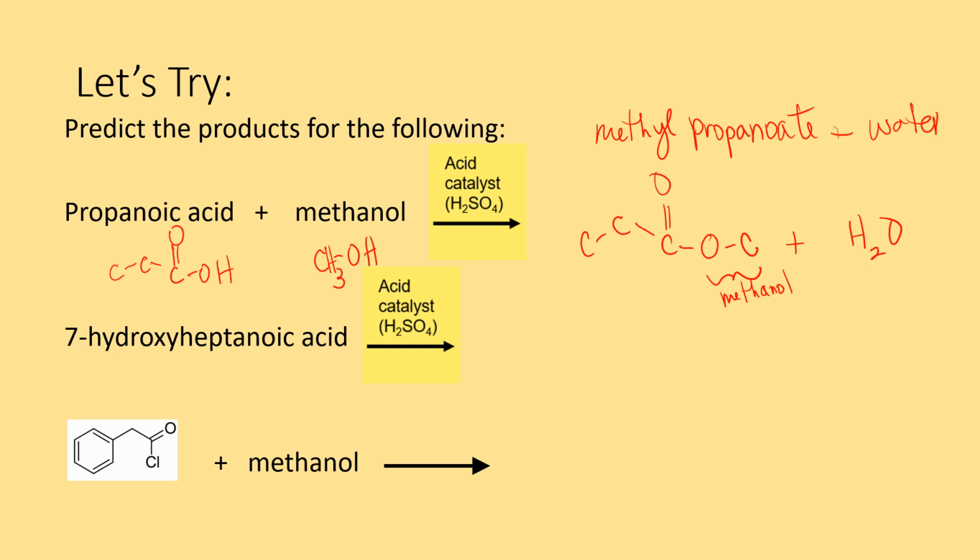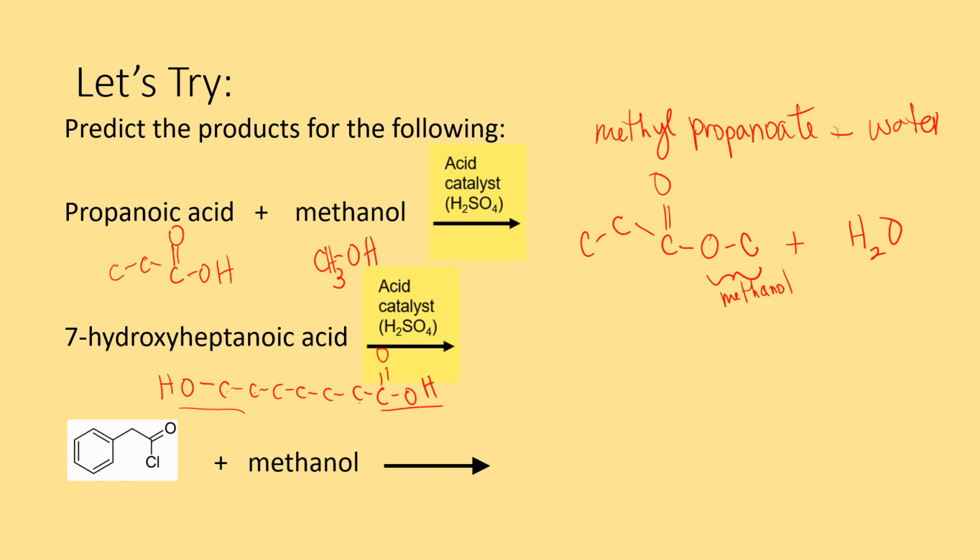Next, 7-hydroxyheptanoic acid. Hepta means 7: 1, 2, 3, 4, 5, 6, 7, so it's heptanoic acid. And on carbon 7, we have an OH. This is with an acid catalyst. This has a carboxylic acid and an alcohol in it, so it's going to make a lactone.